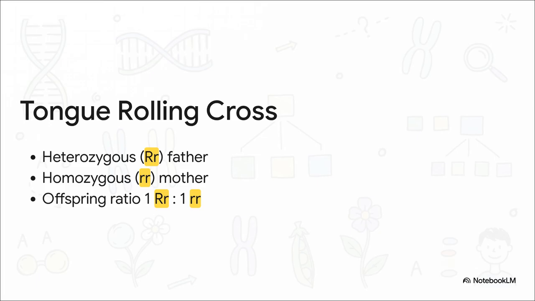So let's map this out. If a tongue-rolling father who carries the recessive gene, meaning he is heterozygous Rr, has a child with a non-rolling mother who has to be homozygous recessive, or rr, what happens? Well, the offspring will follow a strict, completely predictable 1-to-1 ratio. Every single child has exactly a 50% chance of inheriting the ability to roll their tongue and a 50% chance of not being able to.